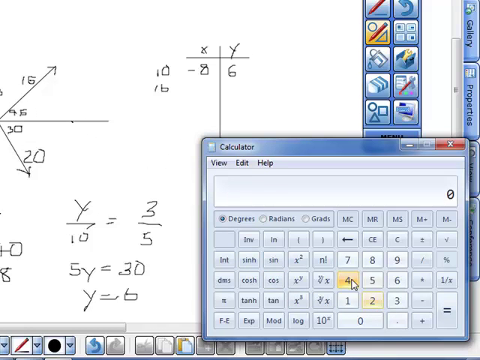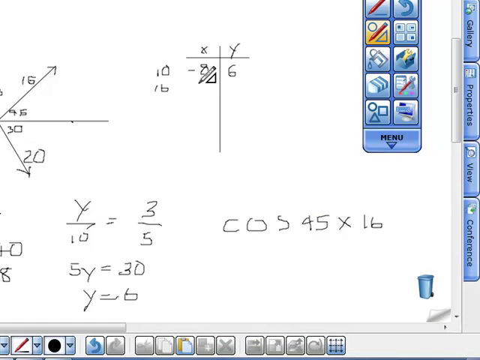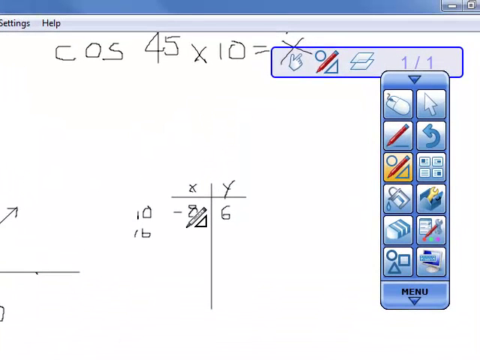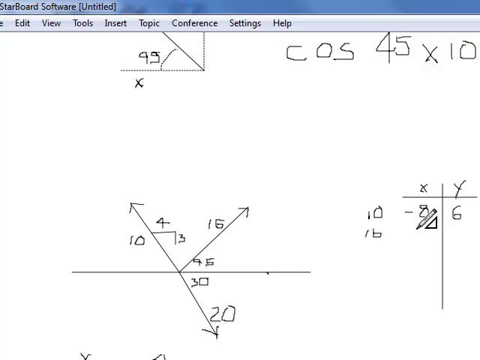So 45 cosine times 16 equals 11.31. That was x, right? Cosine, yeah, that's your x. So that was 11.31.